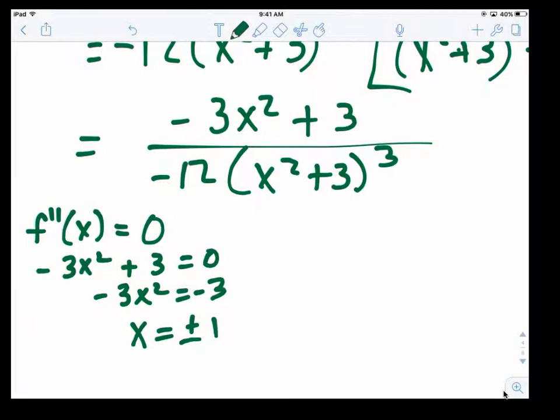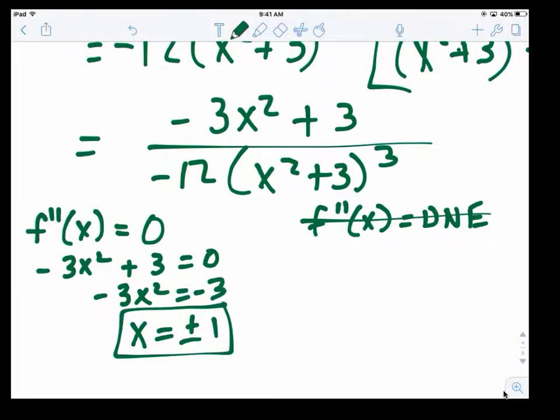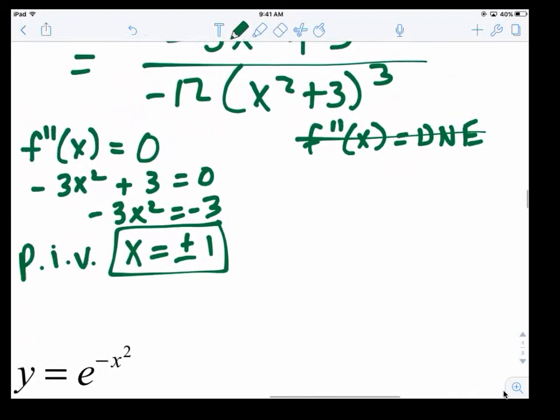Does not exist anywhere? Okay, so we can get rid of that one. All right, so this is what we want to test. We have a possible inflection value at 1 and negative 1. So these are possible inflection values. All right, so we want to see, are they definite inflection values?